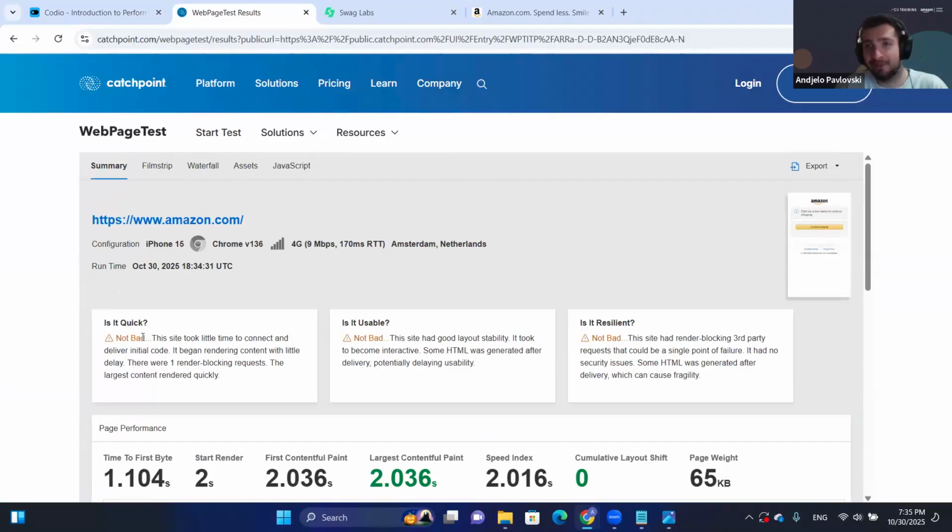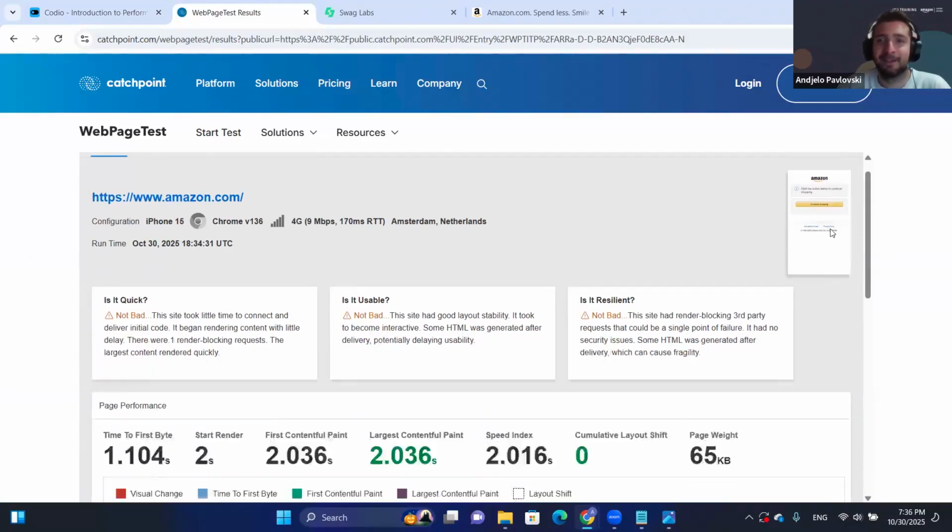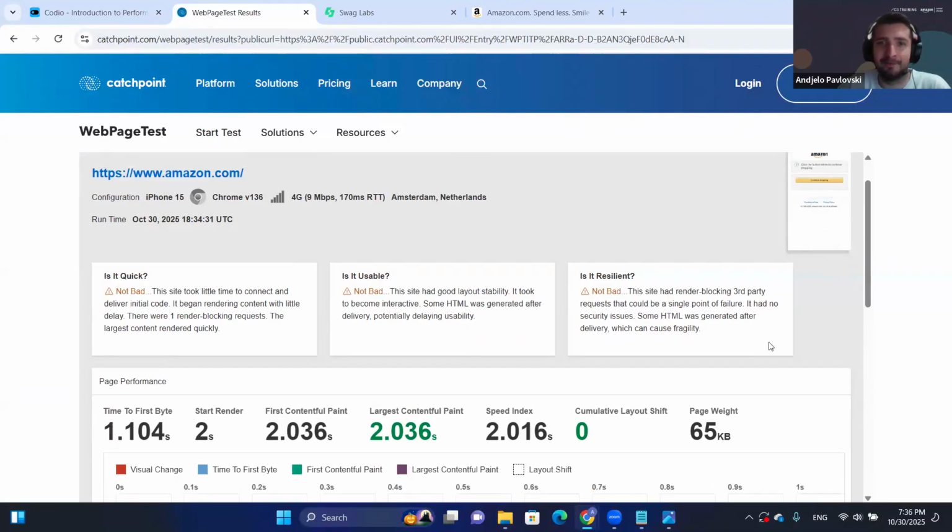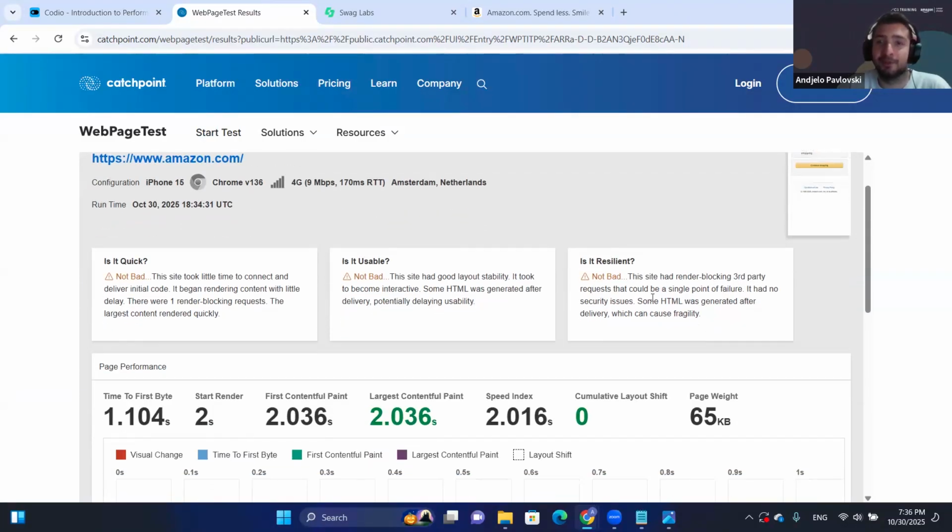So you see previously on example.com, everything was smooth, so we got great. Same goes for usable. This site had good layout stability. It took a while to become interactive. Some HTML was generated after delivery. So you see something came after something else, so it didn't generate at the same time. You also see it in a screenshot here above. The site had render blocking third-party requests with a single point of failure, and had no security issues. Again, the HTML issue, we can notice it here. So basically, we get this information summarized, which is wonderful.